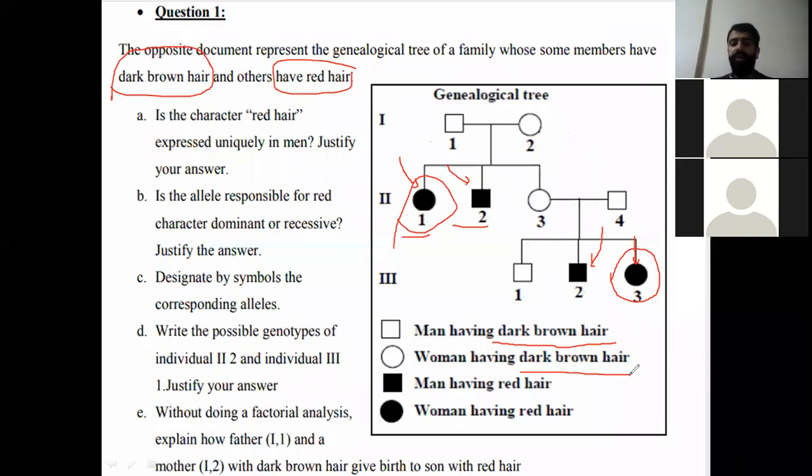They gave birth. Okay, yeah. The allele responsible for the red hair is recessive since both parents had dark brown hair in generation 1, and gave birth to 2 kids with red hair. So the red hair allele is masked by the dominant dark brown allele.